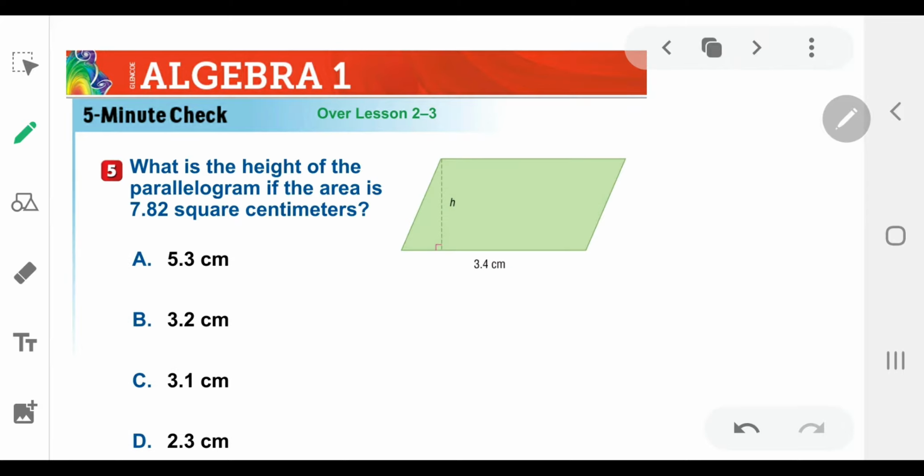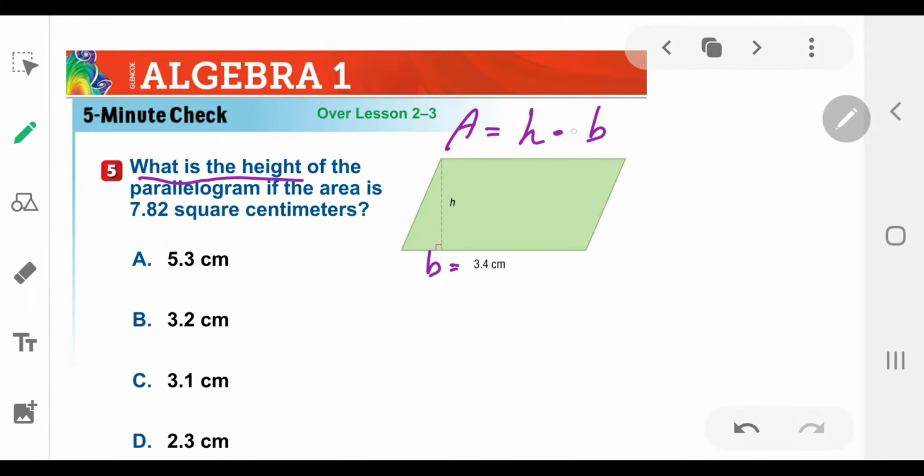This example is actually reviewing many old concepts introduced earlier. Try to remember, for example, the formula of finding the area of a parallelogram and simplifying or dividing decimals. Let's see what we have here. We have a parallelogram with base 3.4 centimeters and the height is unknown, and it's required to find the height of this parallelogram. First of all, to recall the area of a parallelogram, it is the height times the base.